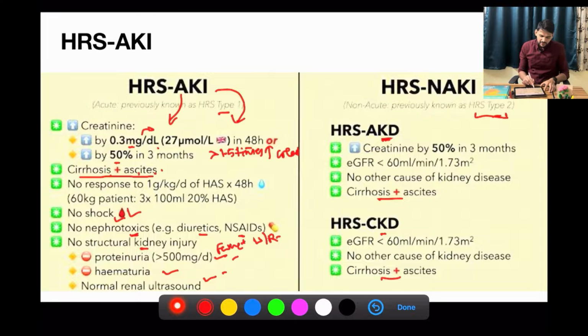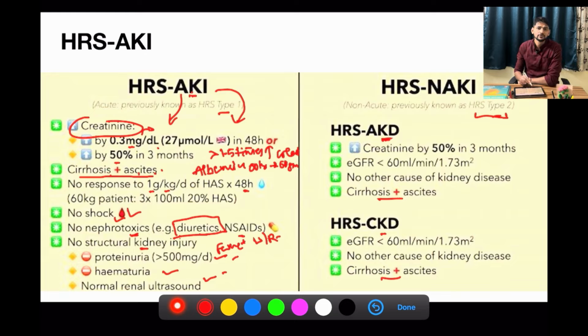So what we can do in that case, we have to stop diuretics if the individual is already taking it, and we have to give albumin injection. So albumin has to be given. The dose is 1 gram per kg. Suppose the individual weighs 60 kg, we have to give 60 gram of albumin for about 48 hours. That is 2 days we have to infuse albumin. Then if there is no reversal of this value, that is if there is no reversal of AKI, then only we have to consider it as HRS AKI.